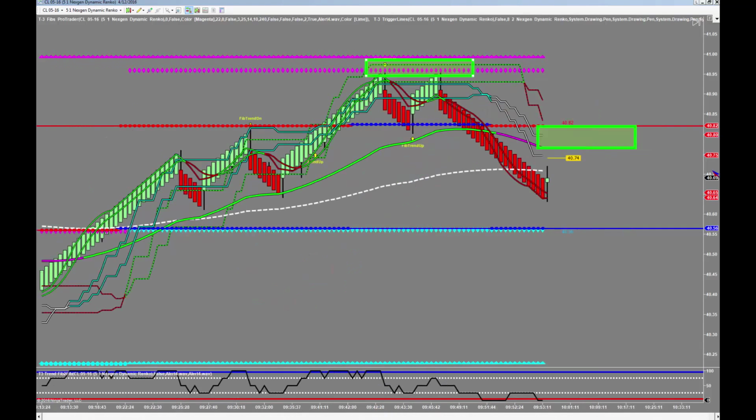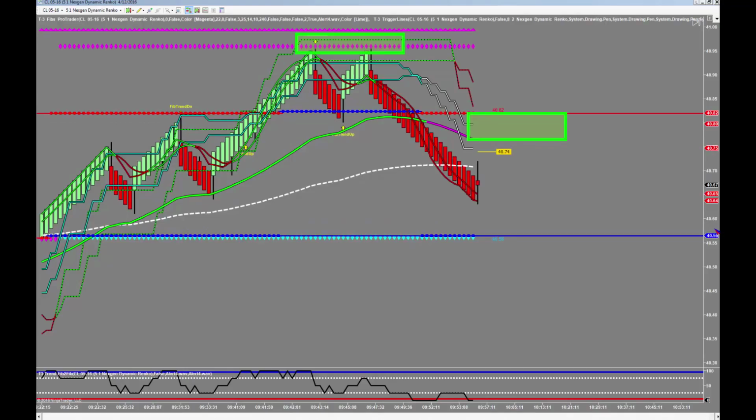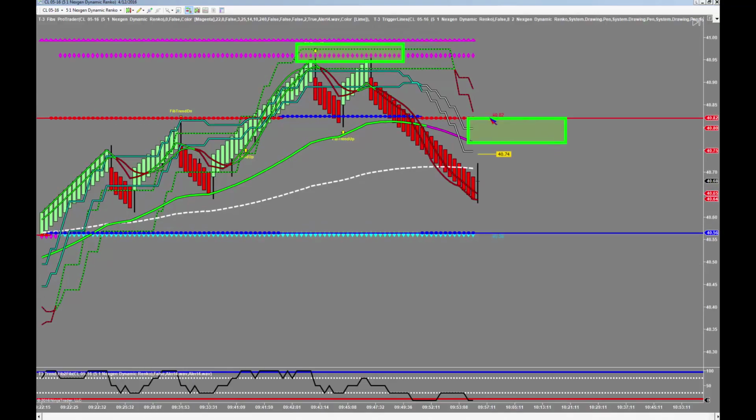All right, so what are you looking for now? You're looking for more shorts. Pretty much shorts and nothing but shorts as long as we stay below 82. Pretty easy read, right?